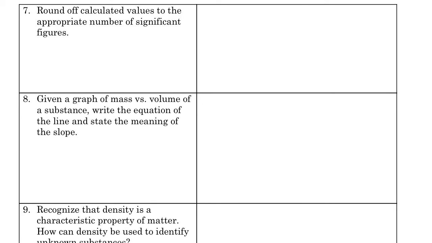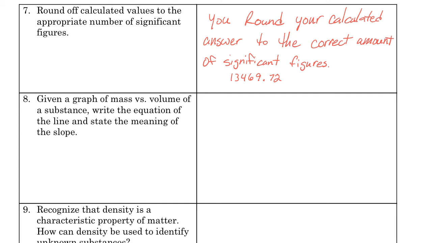The question itself kind of answers what's probably going to be on the test, and that is, what mathematical operation do you use when you're trying to determine the appropriate number of significant figures? All right, so the operation you need, it says right there, you have to round your calculated answer to the correct number of significant figures. Let's say you've got this number I've written here, 13469.72, and you need to have 3 sig figs.